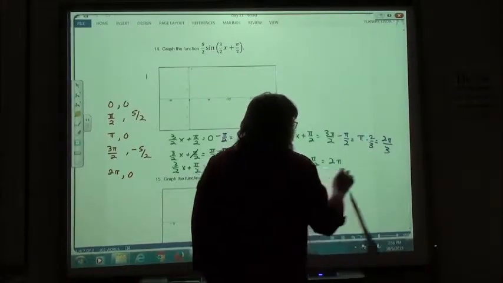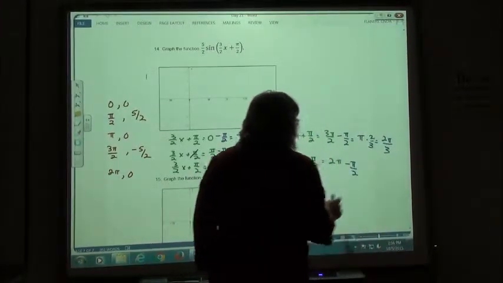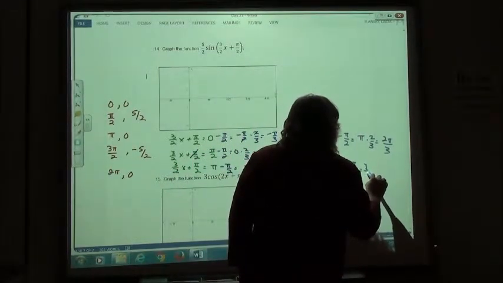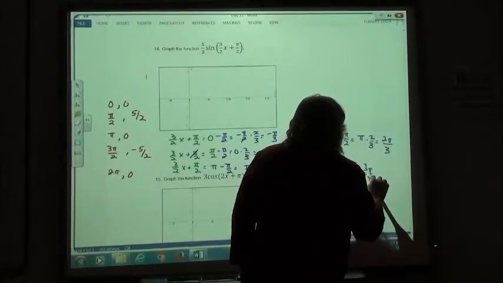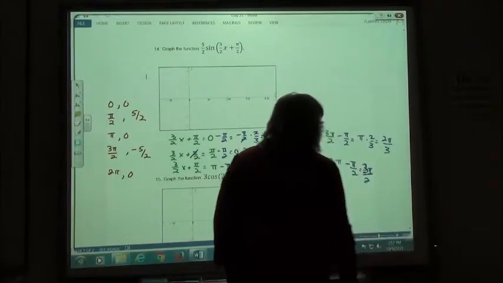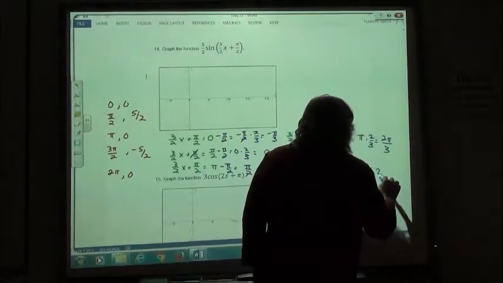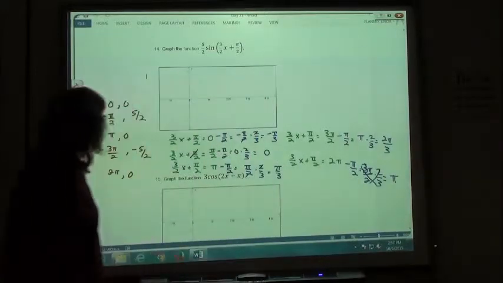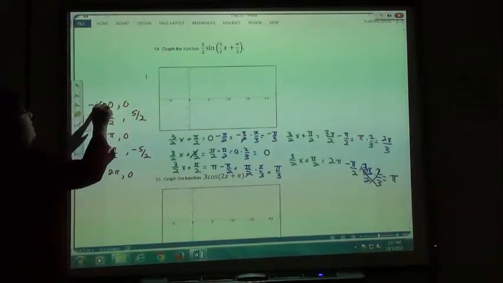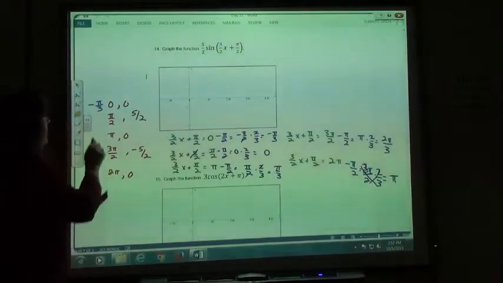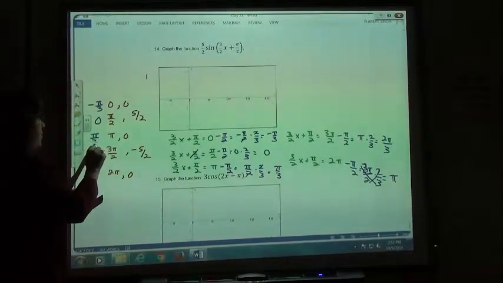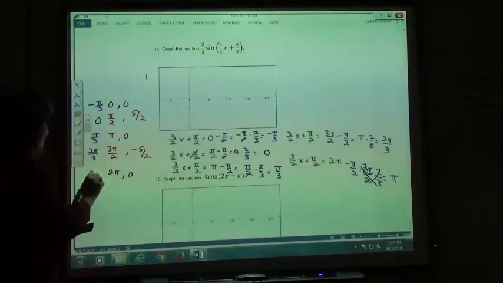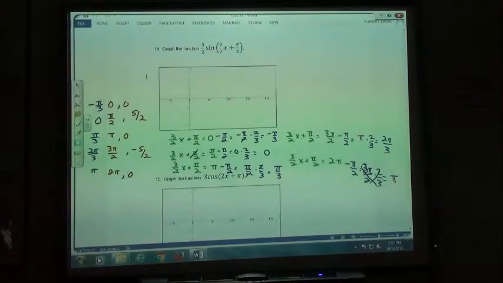And here I'm going to minus my pi over 2. This would be 4 minus 1, which would be 3 pi over 2. Almost could read that. 3 pi over 2 times 2/3 cancels, I get pi. So, my new answers: negative pi over 3, 0, positive pi over 3, 2 pi over 3, and pi, which would be 3 pi over 3.